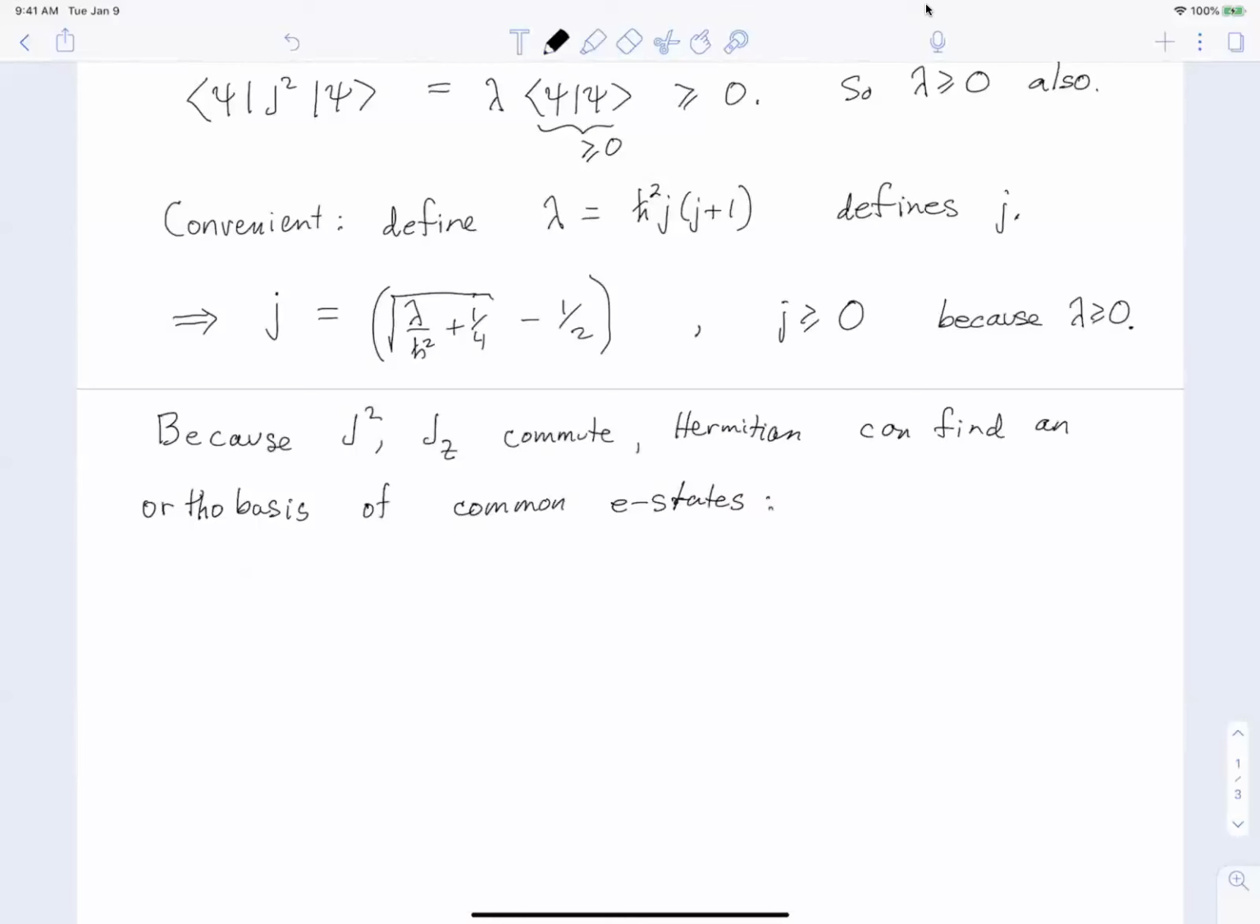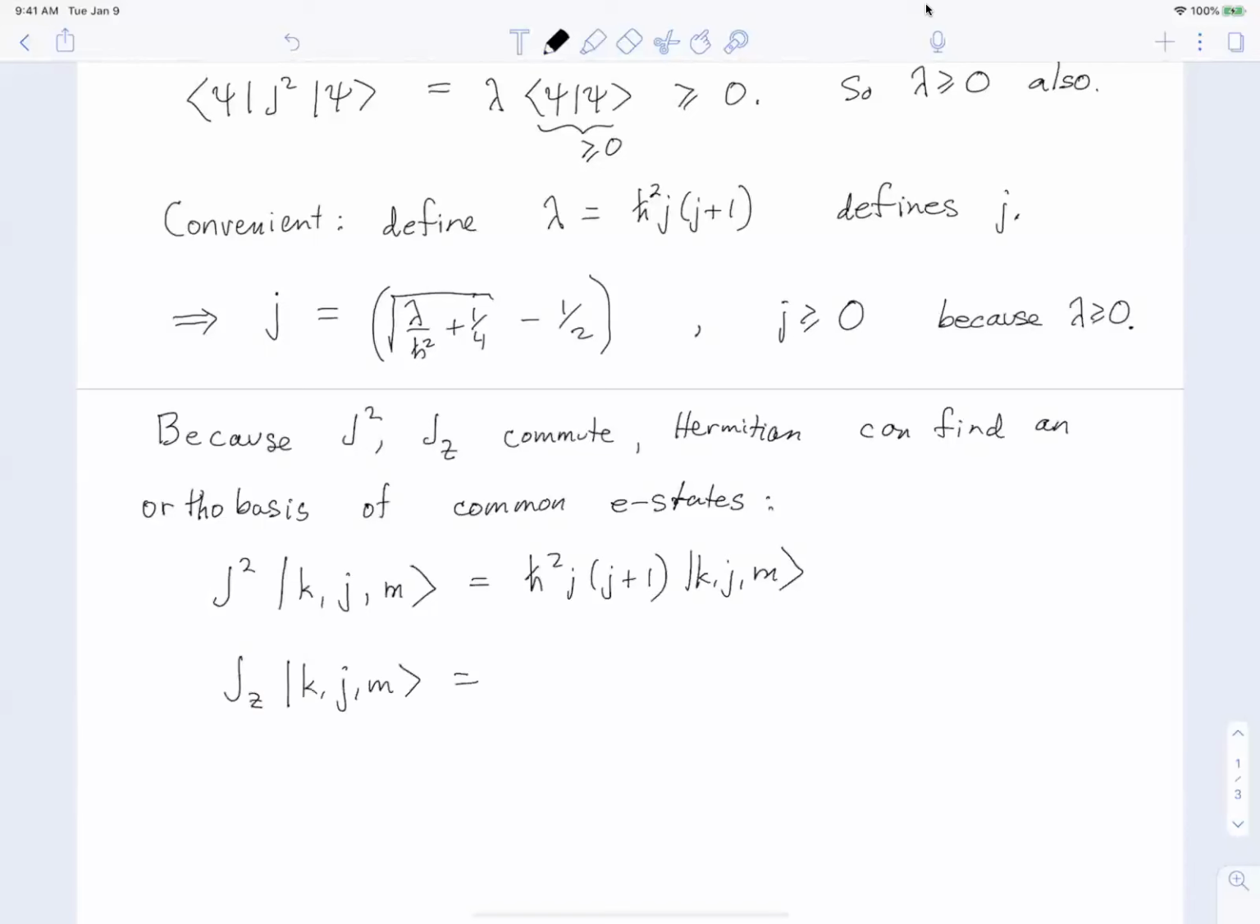And so let's write down what those look like. If it's an eigenstate of j squared, I'm going to label it by a label k, and then another label j, and then another label m. And I know its eigenvalue is h bar squared j times j plus 1. And then I get back the original state. Okay, and similarly for j sub z, except that now it's h bar times m times k, j, m.